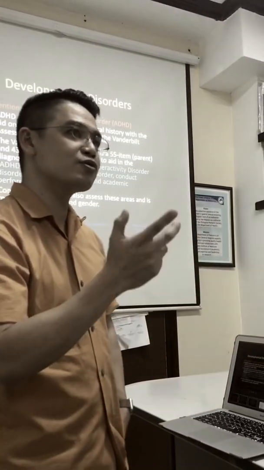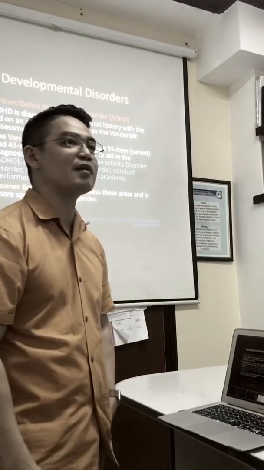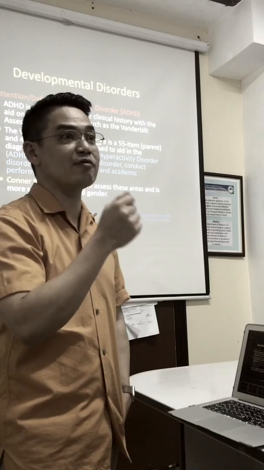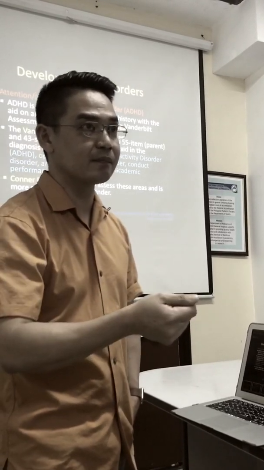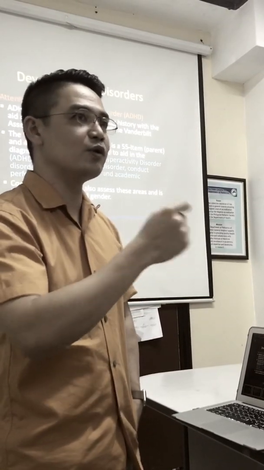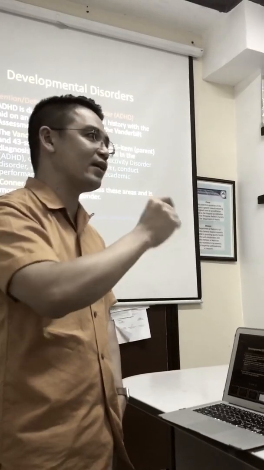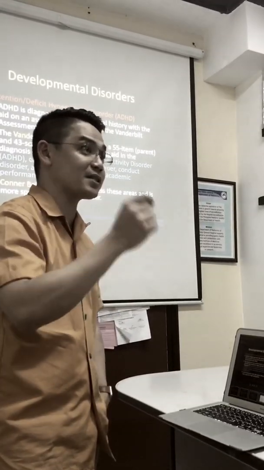And then those symptoms which are described in Vanderbilt are rated as 0, 1 to 3. 0 if not at all, 3 very often. Okay, so what is significant here, when you say a positive symptom, is by using 2 and 3. So if the parent rates 2 and 3 for a particular symptom, it is a positive symptom.